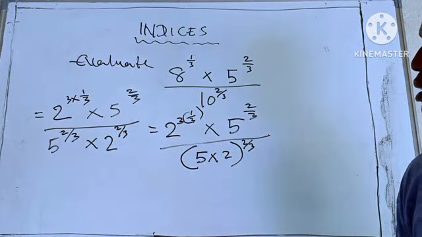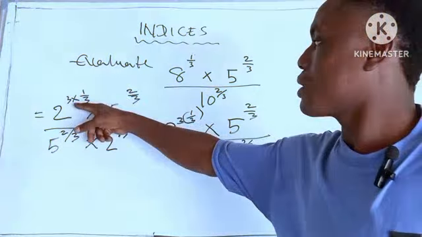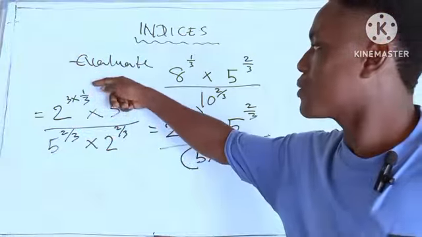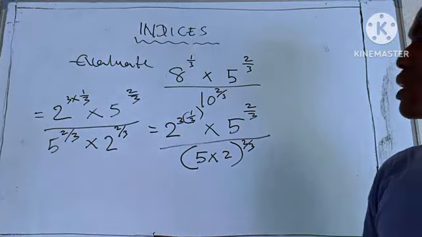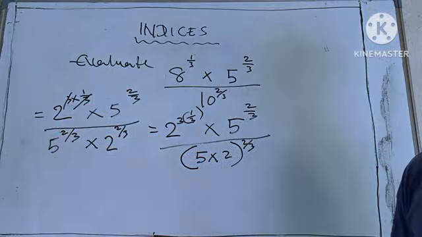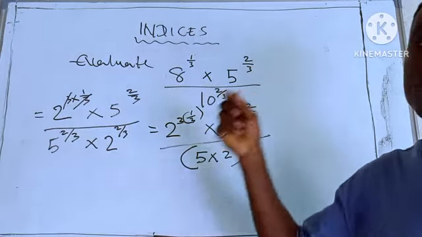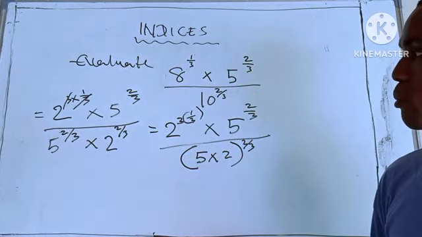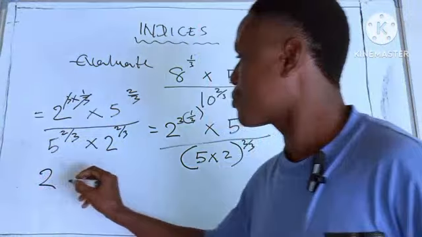Now 3 times 1. Are you getting it? 3 times 1 is what? Is 3. Then 3 divided by 3 is what? Is 1. But you can just cancel it. It's still the same thing. 3 cancel 3. We are left with 1. And I said any number raised to power 1 will still give you that particular number. Isn't it? So we have 2 here.